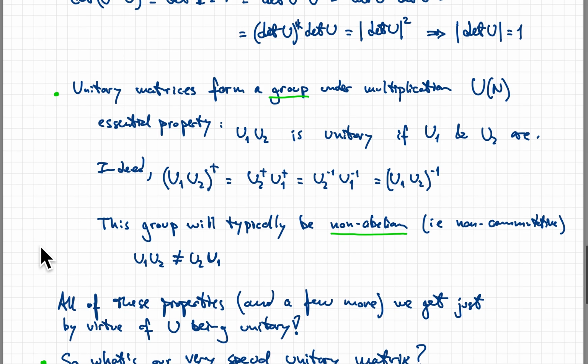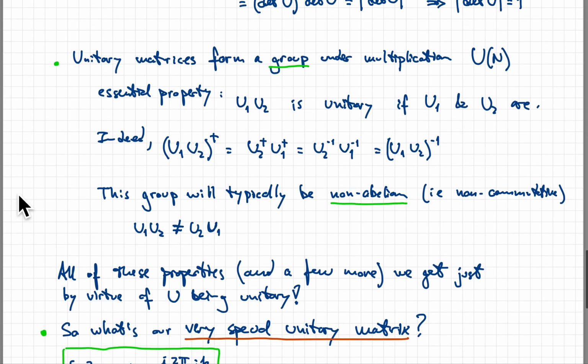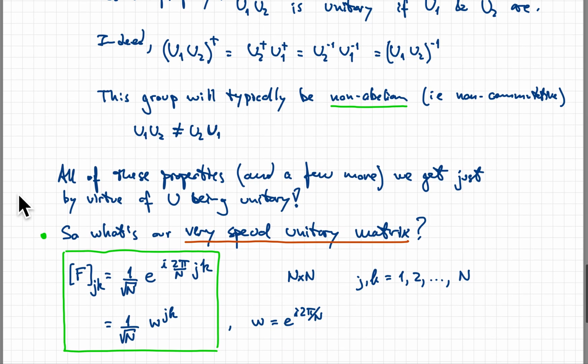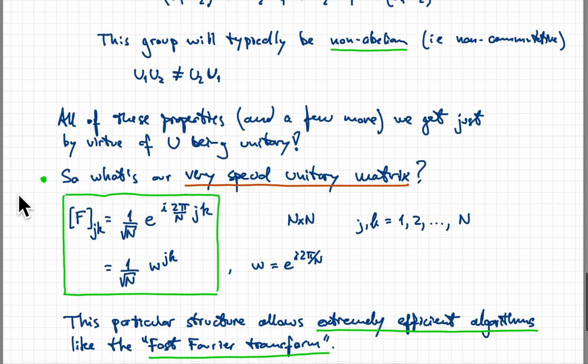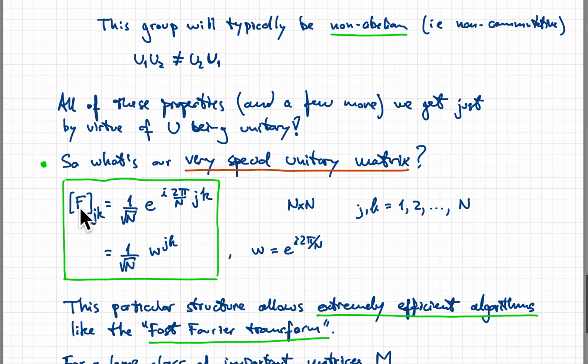So all of these properties and more you get just by virtue of U being unitary. So far we haven't really done anything too special in any particular way. We just talked about unitary matrices. So what is this very special unitary matrix that I talked about in the title? This is a very peculiar matrix that has matrix elements that take this form. Now I'm going to call this unitary matrix F because it's associated with the fast Fourier transform.